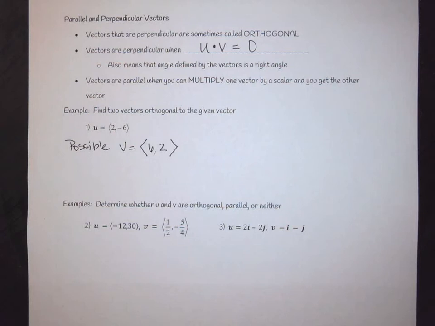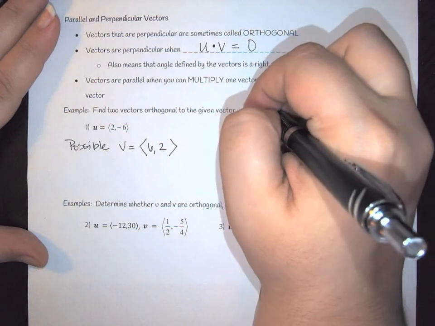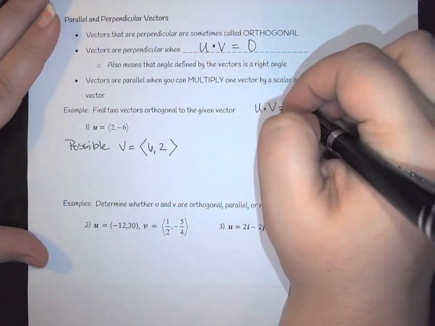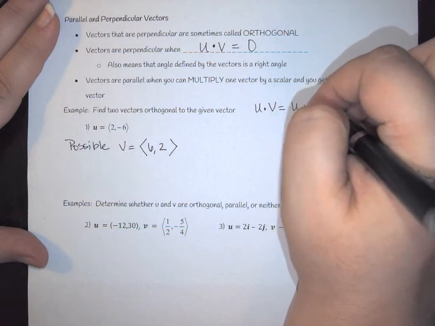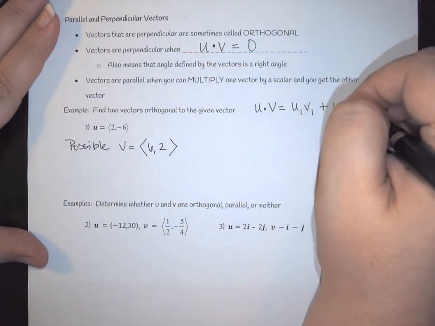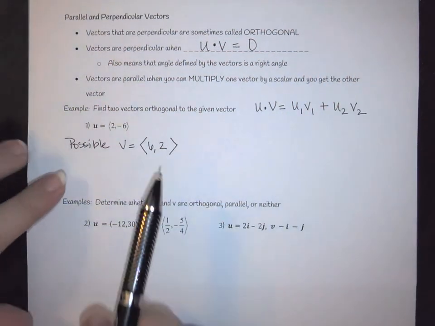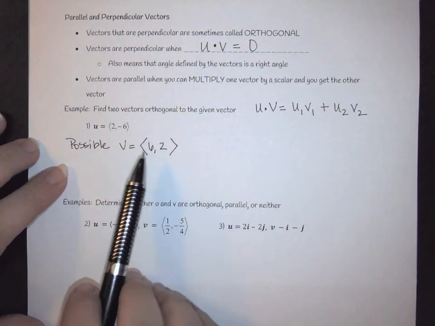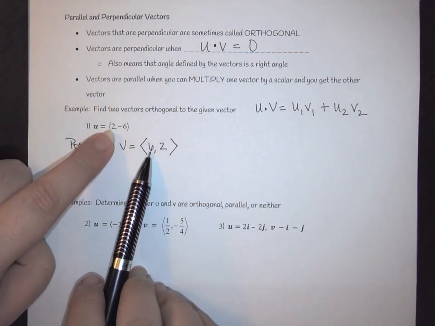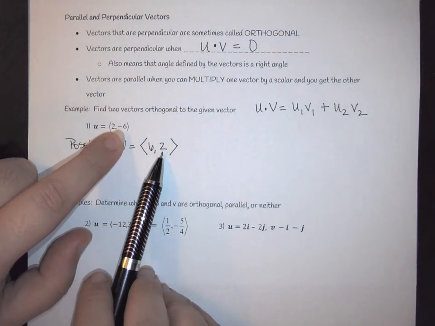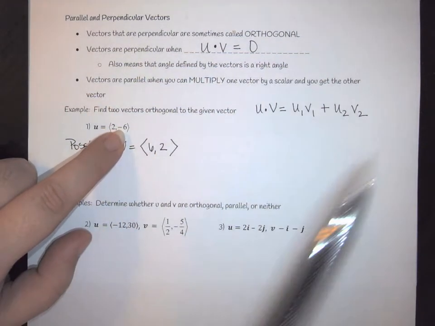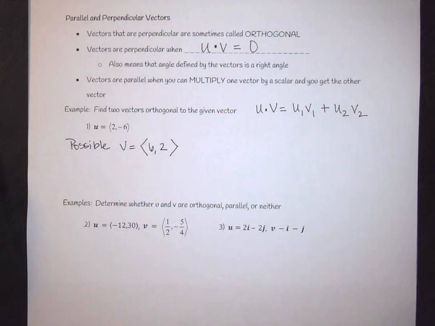Because when you take the dot product, remember, u dot v is going to be u1 v1 plus u2 v2. So if we use 6, 2, then take a look at it. I would have 2 times 6, which is 12. And I'm going to add that to negative 6 times 2, which is negative 12. When I add them together, I get 0, thus orthogonal.